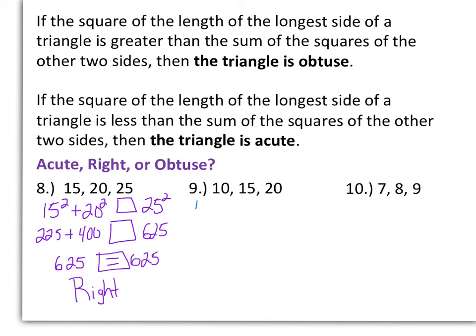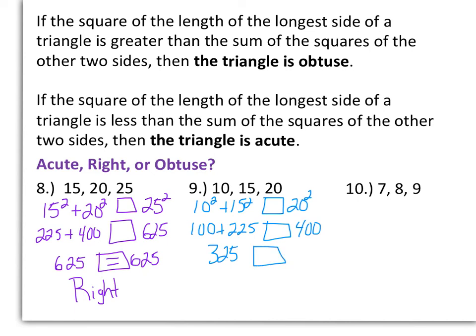In number 9, we'll take 10 squared plus 15 squared and 20 squared. So 100 plus 225. And we have 400 on the right. Combining like terms, we have 325 and 400. So this is less than, which tells us since the square of the hypotenuse, well, what could be our hypotenuse, or the biggest side, is greater, this is an obtuse triangle.